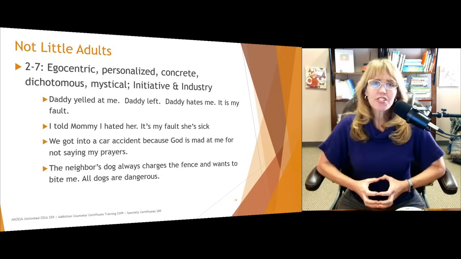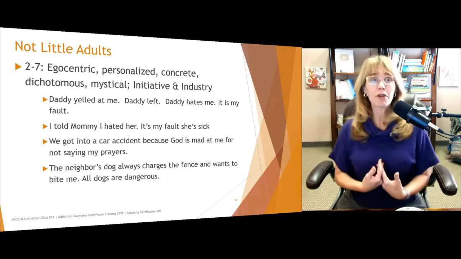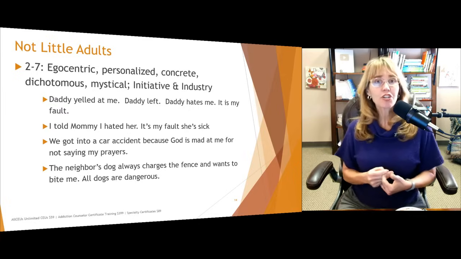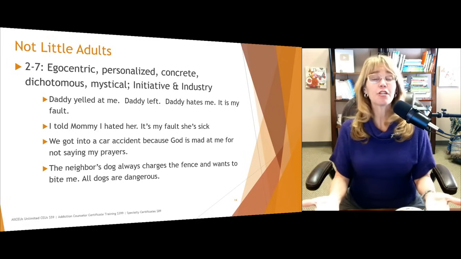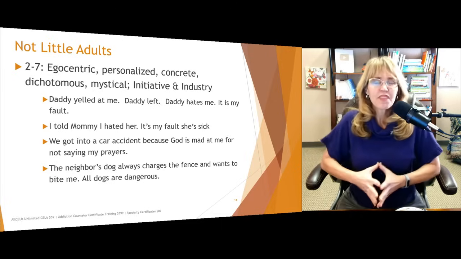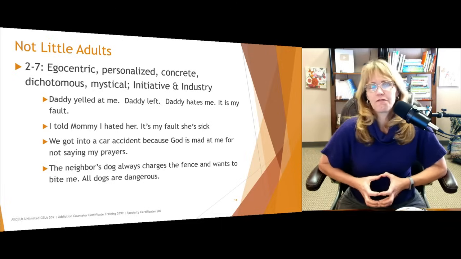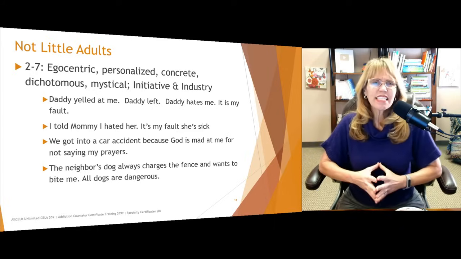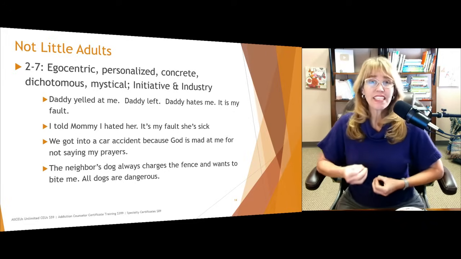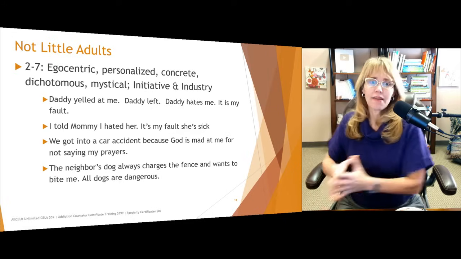At the age of 2 to 7, they're still not little adults. They think egocentrically. What I think is going on is what everybody thinks is going on. Personalized: it's my fault, or I did that. Concrete: what I see in front of me has to be what's going on. There are no other explanations. Dichotomous means all or nothing. And mystical, that's imaginary, fairies and fantasy. During this stage, according to Erik Erikson, children are developing a sense of initiative and industry. It's okay for me to try new things, and here are the things that I'm good at.